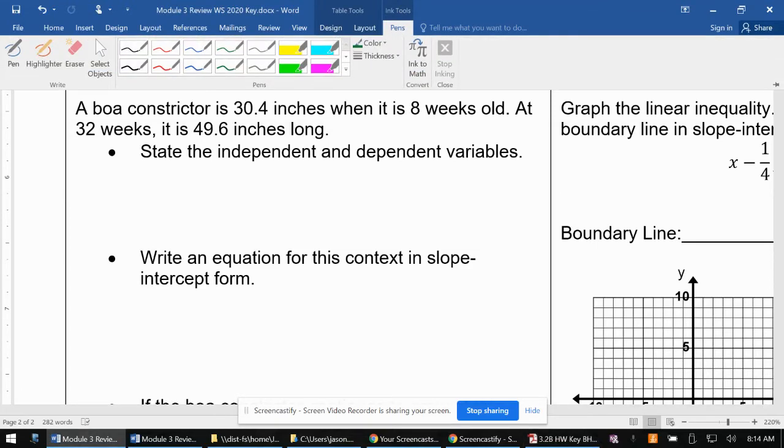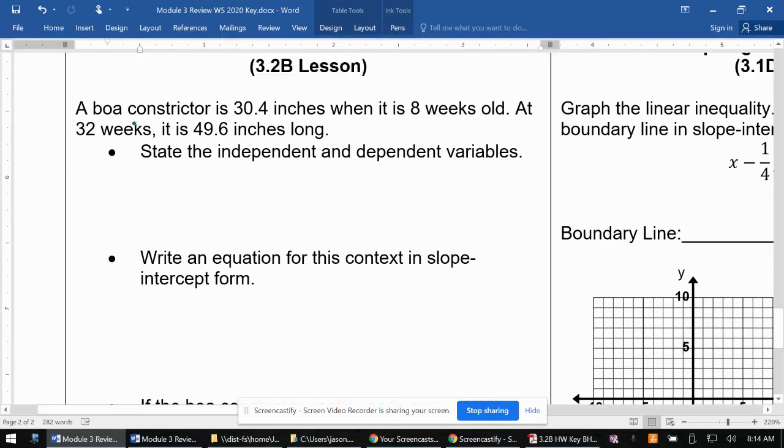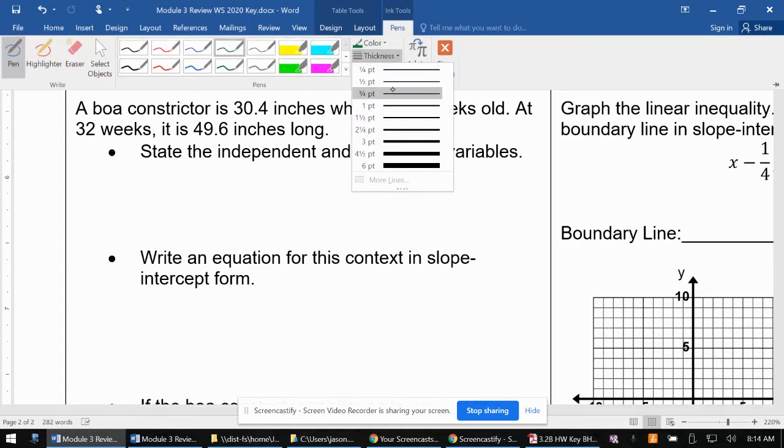In this problem, we're going to review the 3-2B lesson, which had real-world problems. And this one says a boa constrictor is 30.4 inches when it is 8 weeks old. At 32 weeks, it is 49.6 inches long. First, we're going to state the independent and dependent variables.